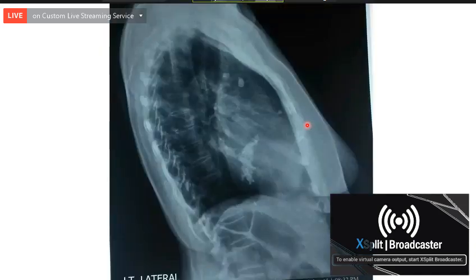What is this shadow? AV node calcification. AV node is a small area. Why should it have such extensive calcification? Mitral annular calcification. Yeah, very good. It's a case of dense mitral annulus calcification. Dense mitral annulus calcification. Yes.